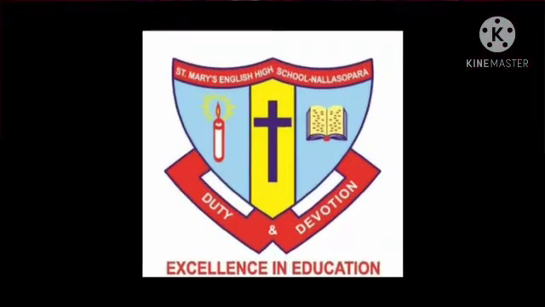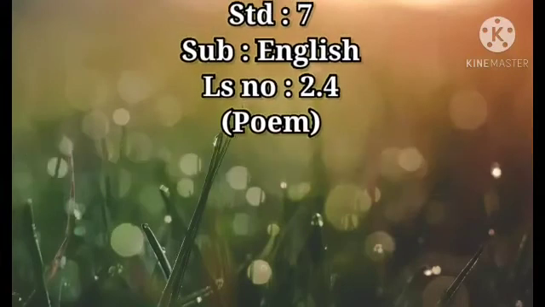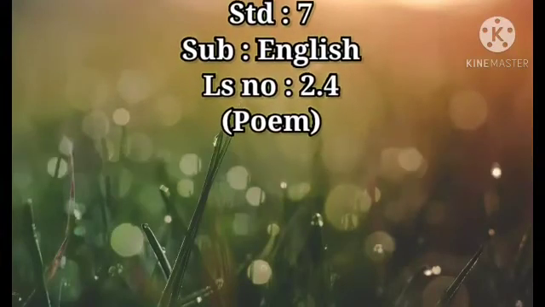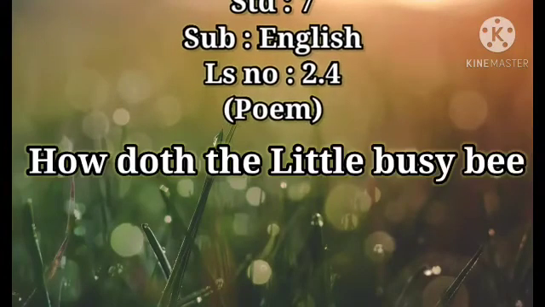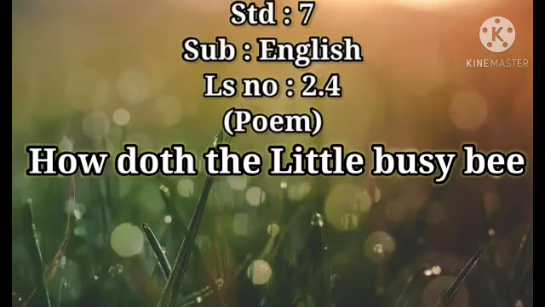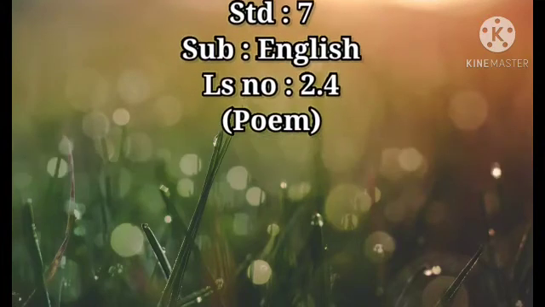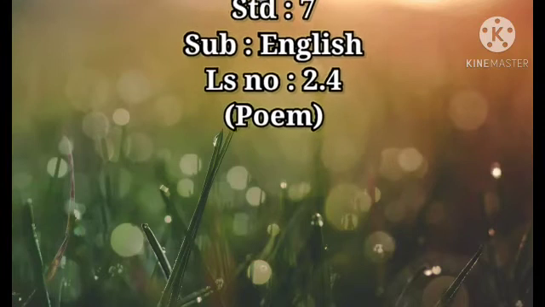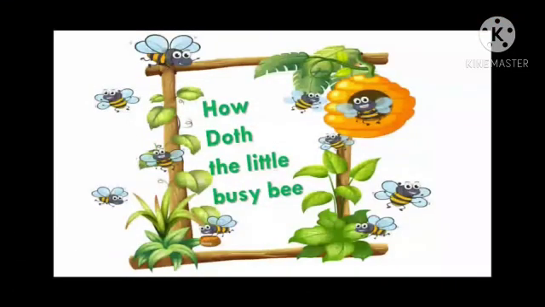Hello, good morning students. Today I am going to teach you Standard 7th subject English, lesson number 2.4, that is a poem, How Doth the Little Busy Bee. Students, now be ready with your textbook, page number 35, poem How Doth the Little Busy Bee.